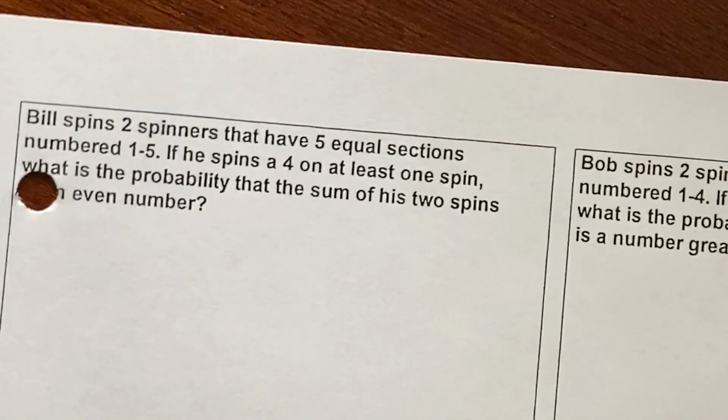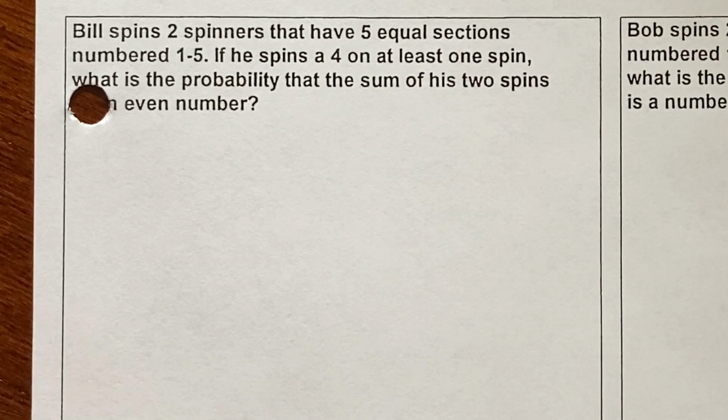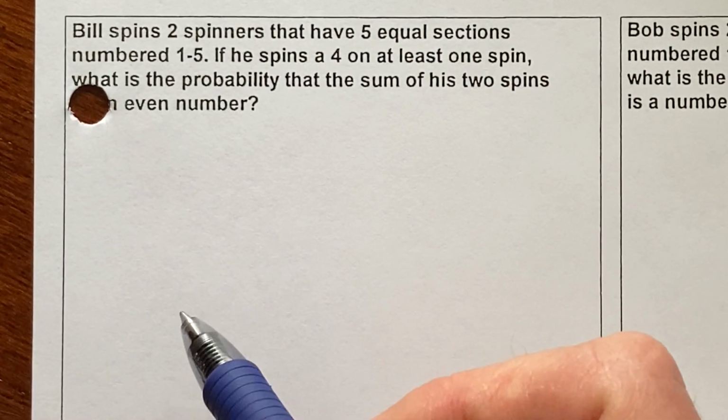All right, next set. Let's find this sheet that has the spinners on it. All right, we've got Bill spinning 2 spinners that have 5 equal sections numbered 1 to 5. If he spins a 4 on at least one spin, what is the probability that the sum of his 2 spins is an even number?